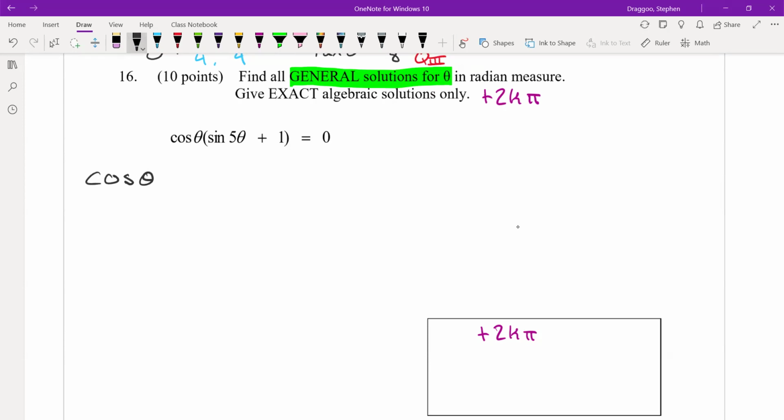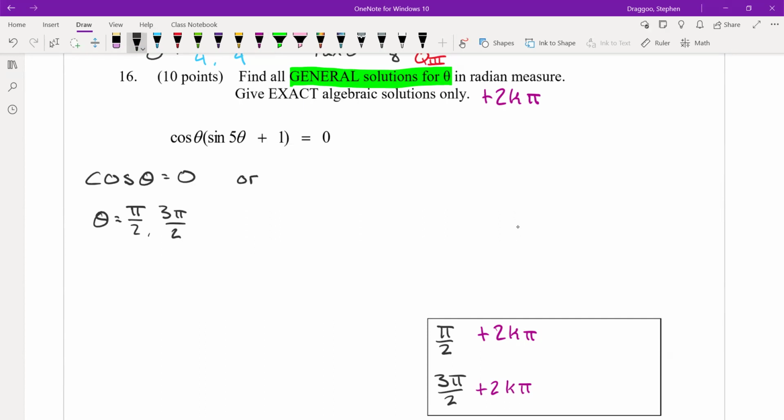One is cosine theta equals 0, which means theta itself is pi over 2 or 3 pi over 2. And again, we want to make sure we're adding 2k pi to both of those. So pi over 2 plus 2k pi and 3 pi over 2 plus 2k pi. Anything coterminal, one of those guys will solve the problem.